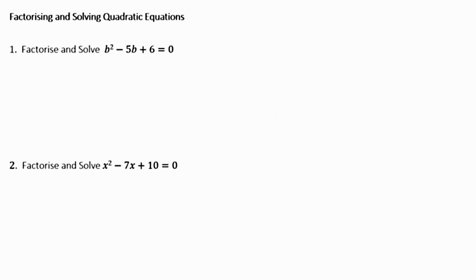So here for number 1, we have to factorize and solve b squared minus 5b plus 6 is equal to 0. So we're looking for two numbers that give us a product of 6, and we're looking for two numbers that add to give us minus 5. So we have to be very careful when we've got a negative sign. We must include the negative sign.